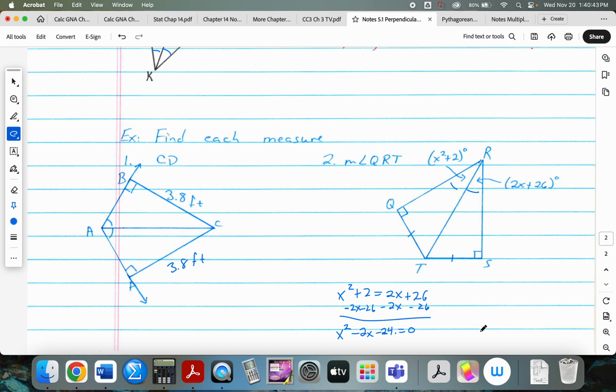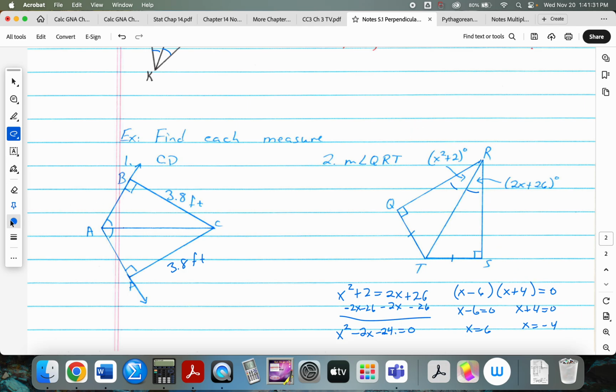Who remembers how you solve problems like that? The X thing. The x thing. Yeah. We're going to have to factor this. What is this going to factor to? Yeah, so this will be x minus 6 and x plus 4. So then either x minus 6 is 0 or x plus 4 is 0, which means that either x is 6 or x is negative 4. Which means that we're going to get two different answers for the angle.